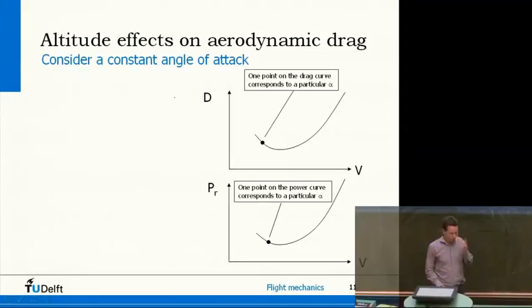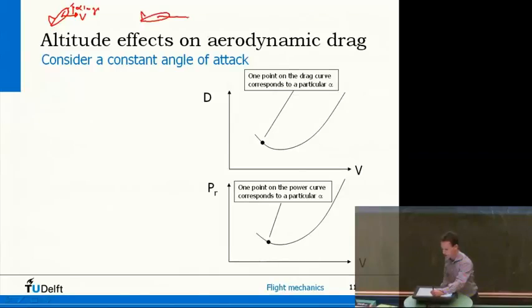So what you have to realize is that at low speeds, the aircraft is flying at a fairly high angle of attack. So if you have a small speed, you need a large angle of attack, and if you fly very fast, then you have a lot of dynamic pressure, half rho v squared. So this angle is then small.